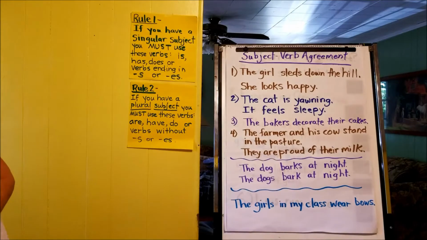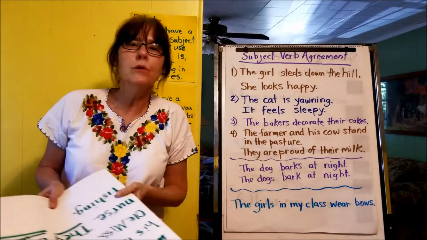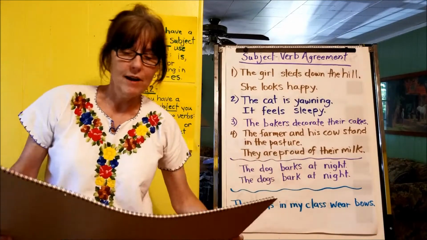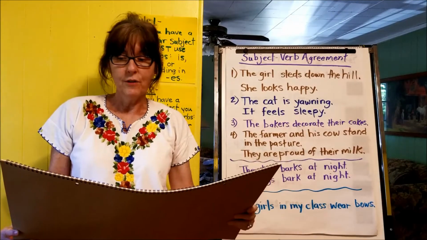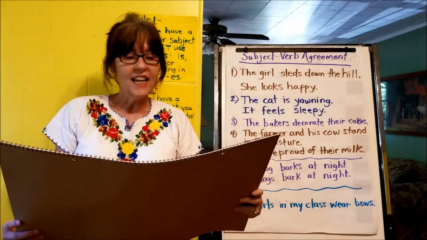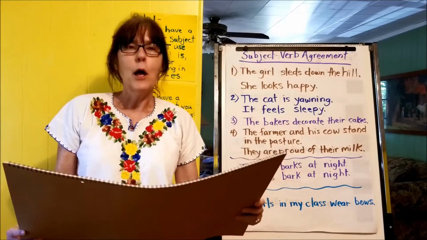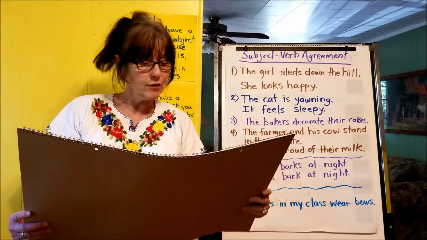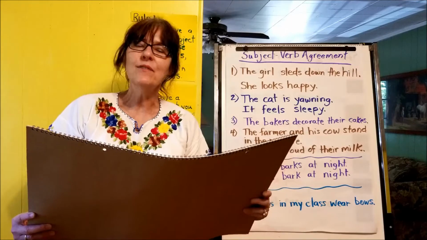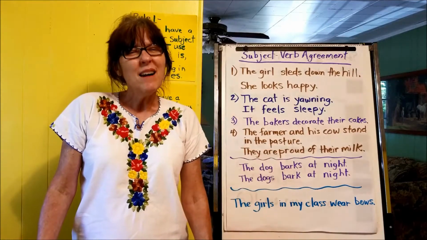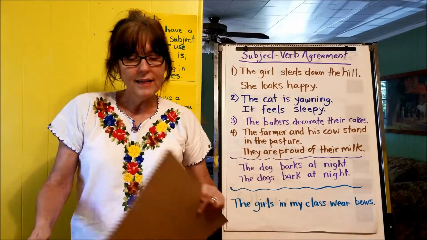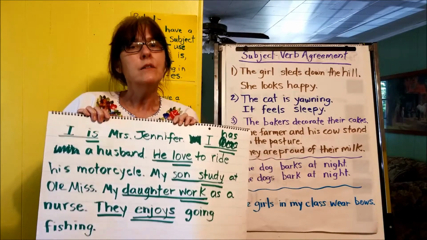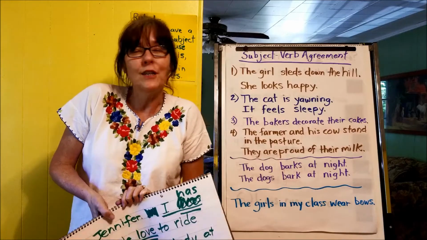And one of the reasons why is so we won't have confusion when we're talking to somebody or when somebody's reading our writing. Listen to this paragraph that I wrote. I is Miss Jennifer. I has a husband. He loved to ride his motorcycle. My son study at Ole Miss. My daughter work as a nurse. They enjoys going fishing. Well, that was not really clear, and the reason why is because none of my subjects and verbs agreed in this passage. So we want to avoid that so that people can understand everything that we say.